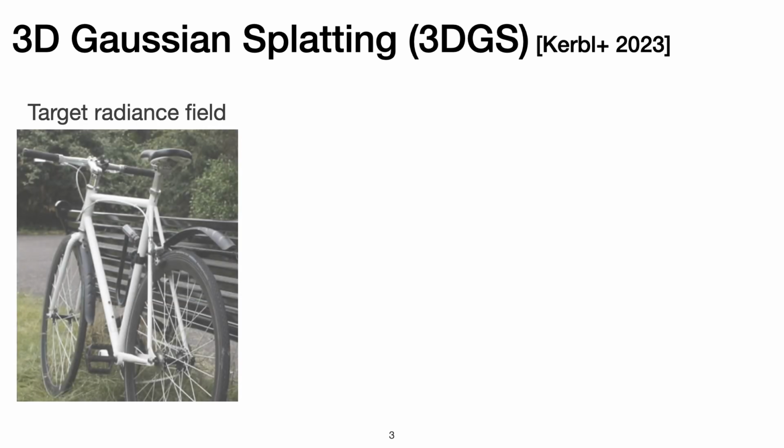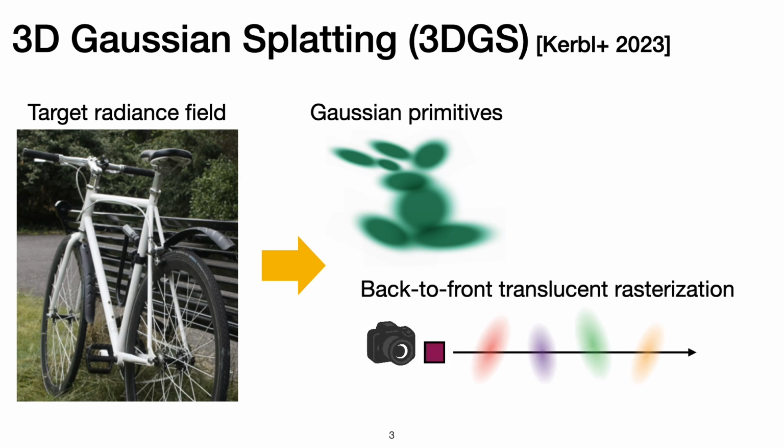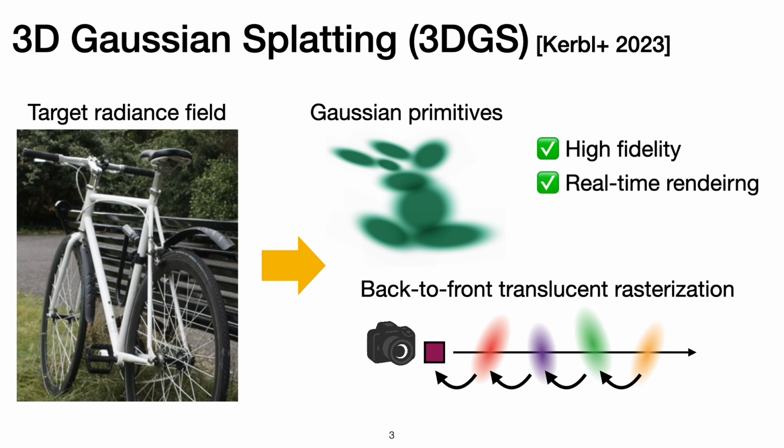A widely adopted radiance field representation is 3D Gaussian splatting, where scenes are represented as collections of explicit 3D Gaussian primitives, which are rendered through back-to-front composition of the translucent primitives. This representation enables high-fidelity view synthesis while supporting real-time rendering.